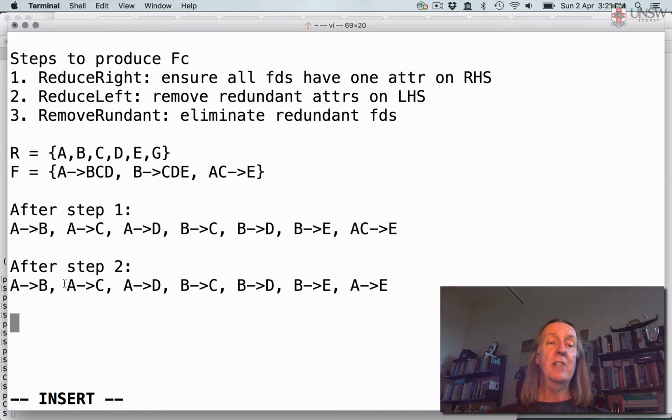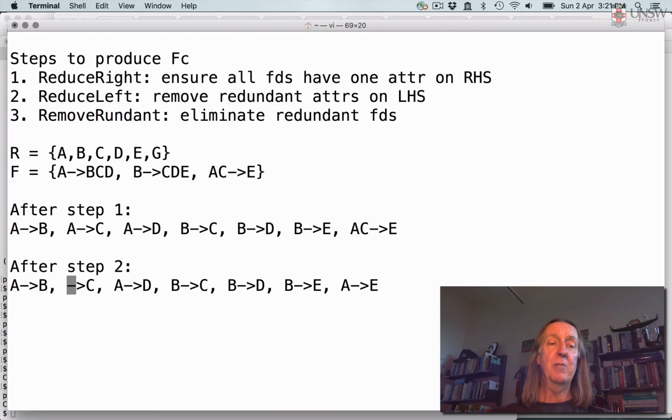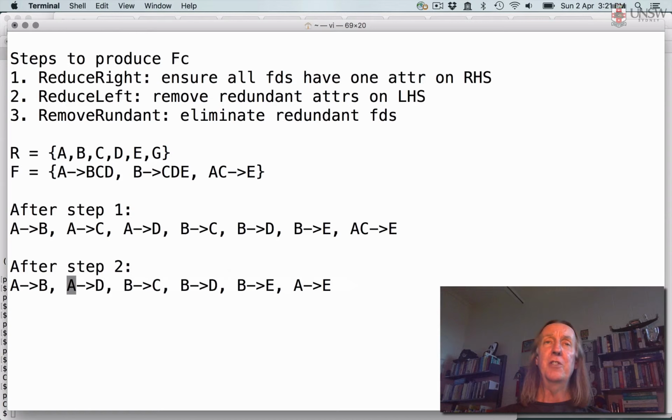If we look at the next one, then we can pretty easily see that we could infer this. A determines B and B determines C. So we don't need to explicitly state that A determines C. We can infer that from the remaining functional dependencies. Okay, A determines D, same reasoning. A determines B and B determines D. Therefore we can remove that from the set of functional dependencies.